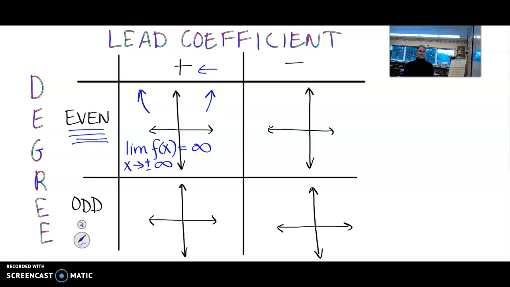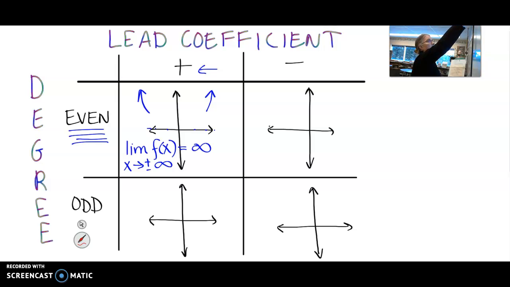So when you're writing out the limit notation, you tell me, as x goes out this way, as x goes to positive infinity, what's happening to y? Well, in this case, it's going up to positive infinity, and as x goes the other direction towards negative infinity, it's still going to positive infinity.